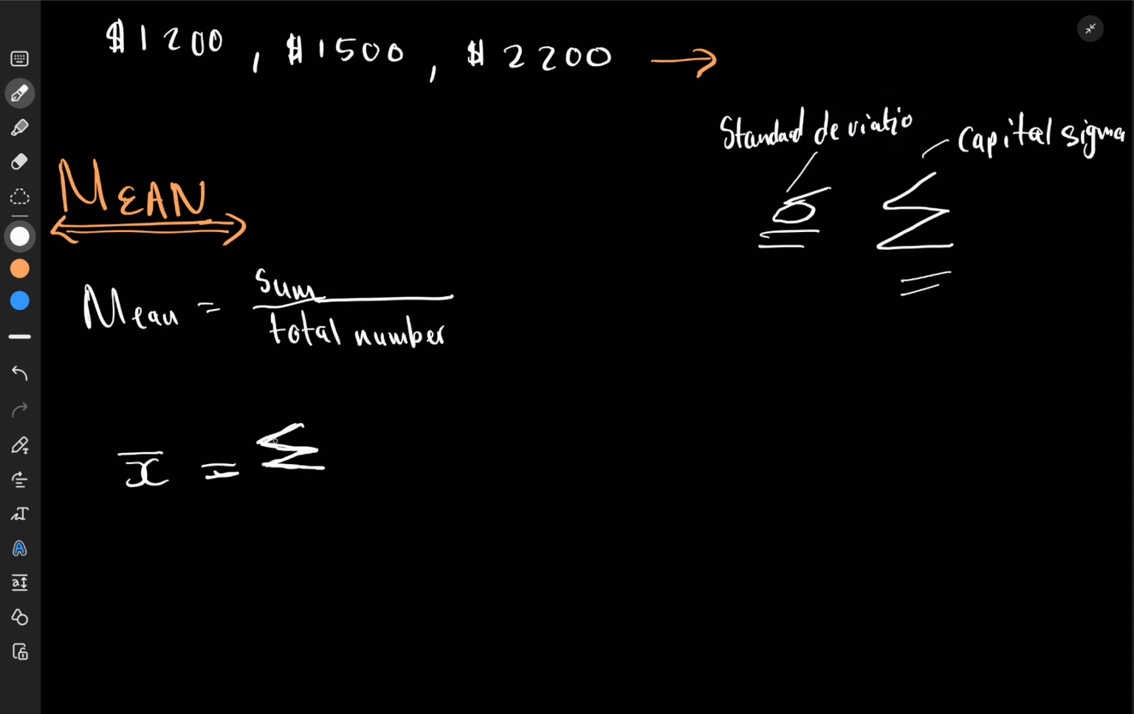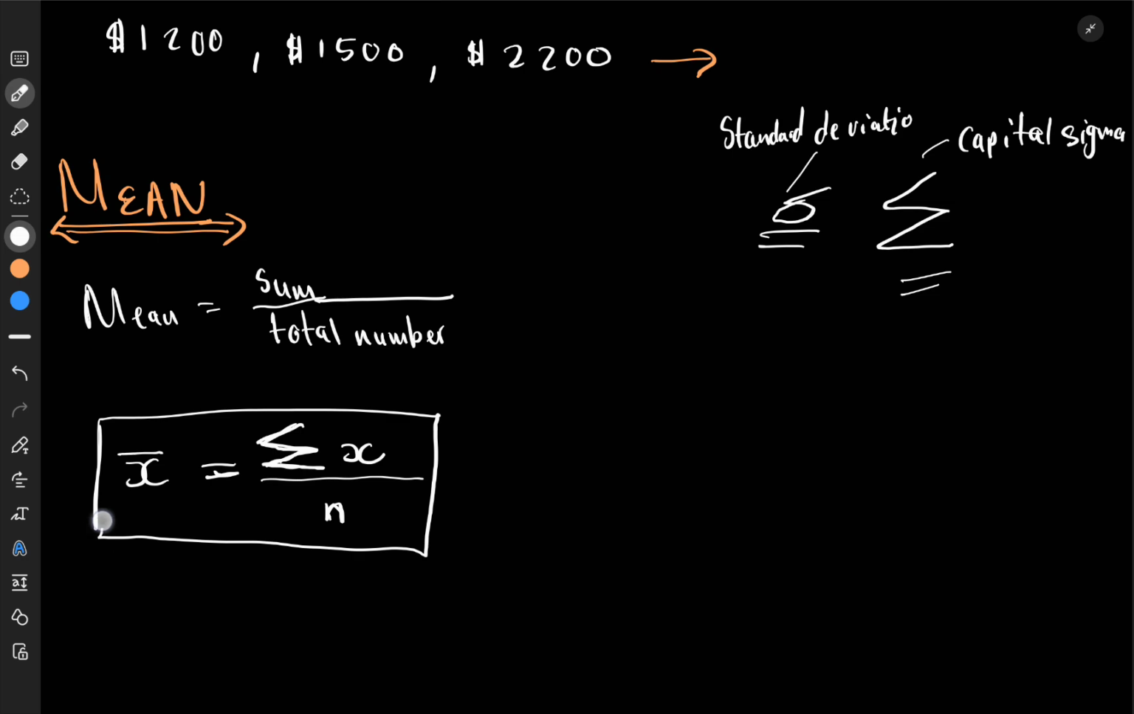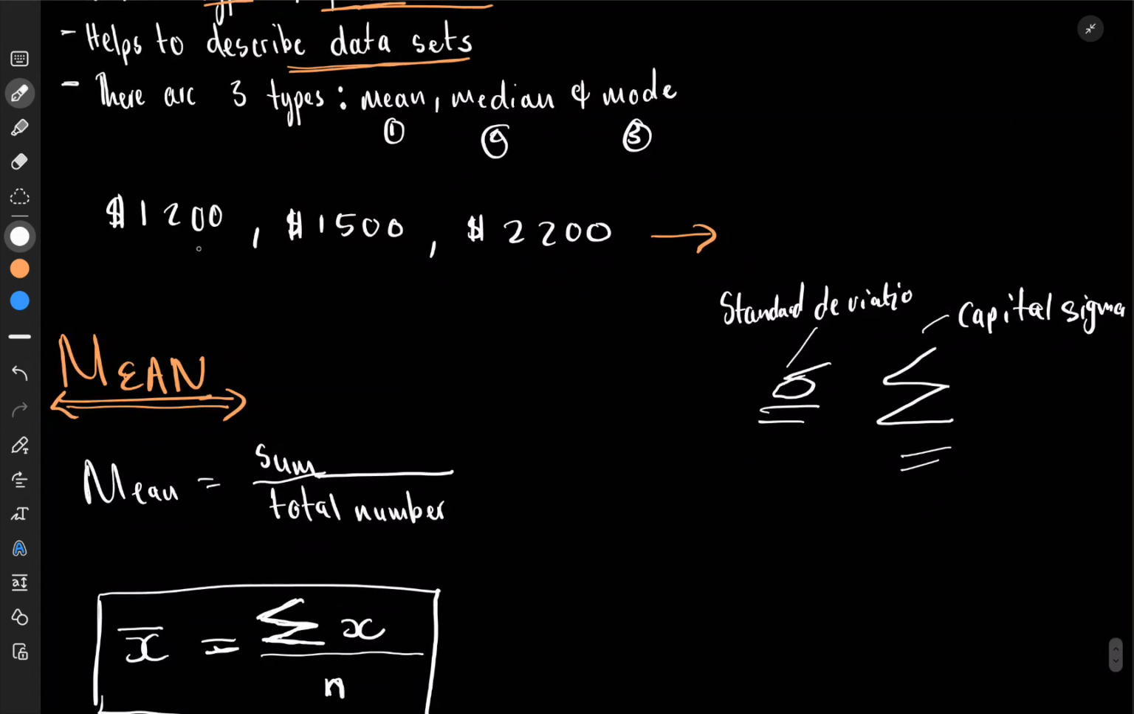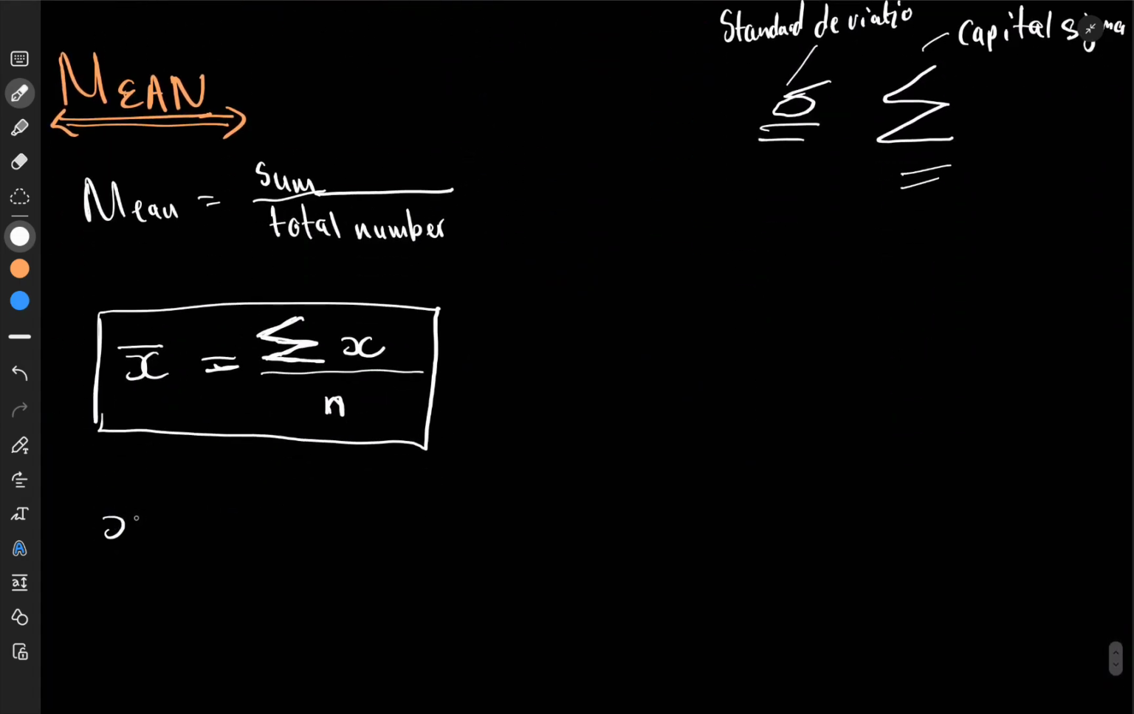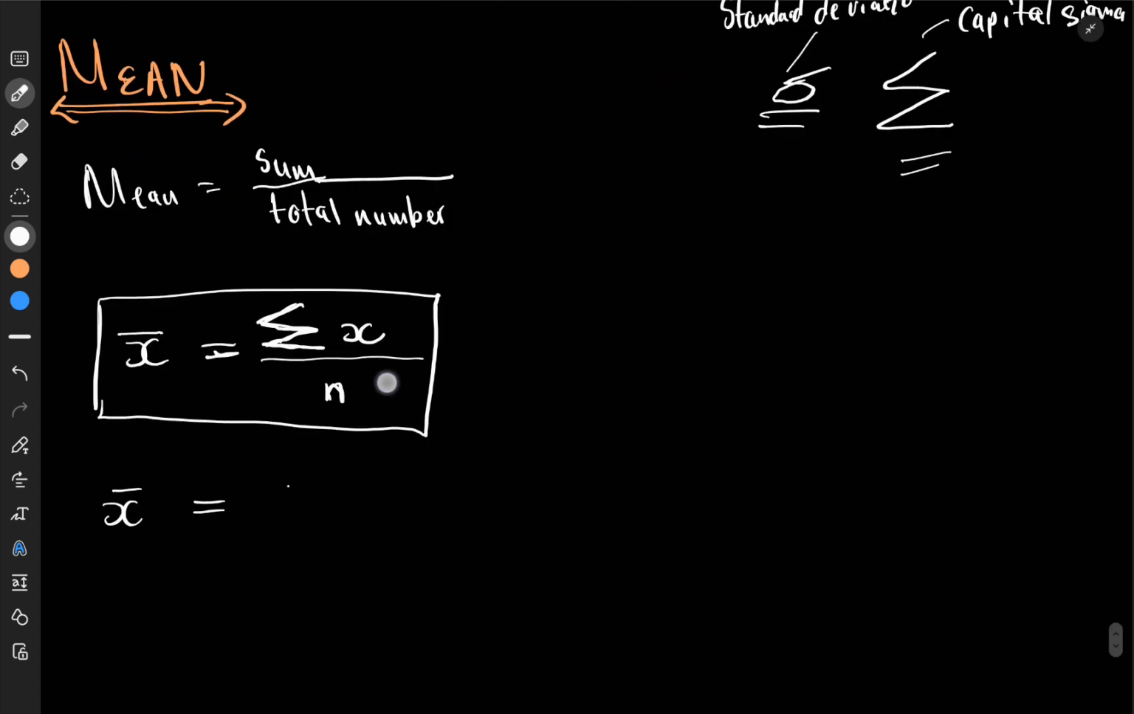So, summation means we are adding. Whenever you see this, it means we are adding. What are we adding? X values. So x will be our data. Whatever the data is, we add it, then we divide by the total number of things that we have. This would give you the mean. So let's say for here, our mean x bar would be summation of x over n.